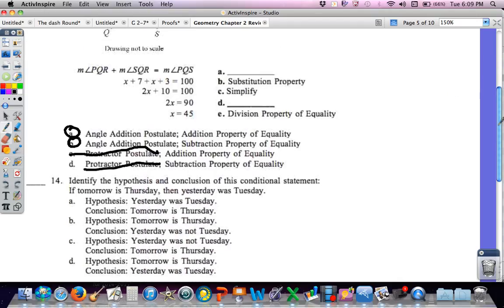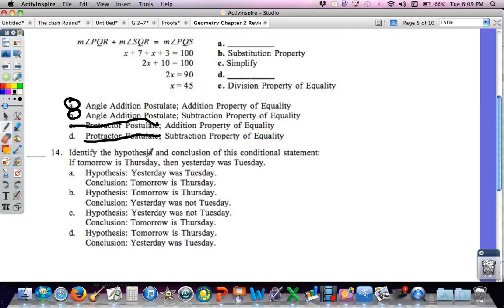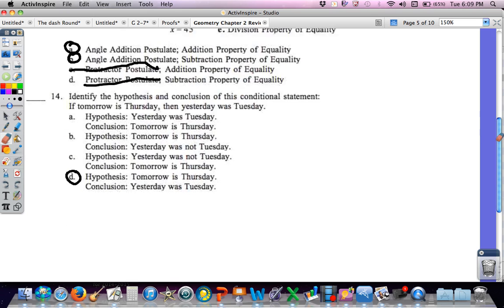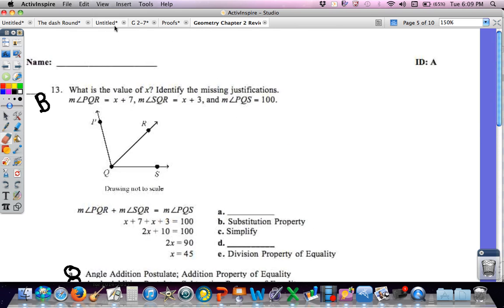14, identify the hypothesis and conclusion of this conditional statement. If tomorrow is Thursday, then yesterday was Tuesday. The hypothesis is the beginning part, if tomorrow is Thursday. B says tomorrow is Thursday, and D says tomorrow is Thursday. The conclusion is yesterday was Tuesday, so I want yesterday to be Tuesday. So the answer for 14 is D. Okay, that's the end of that page.